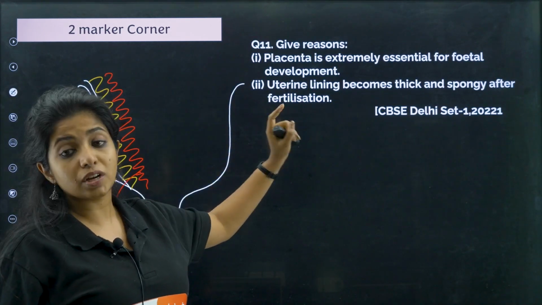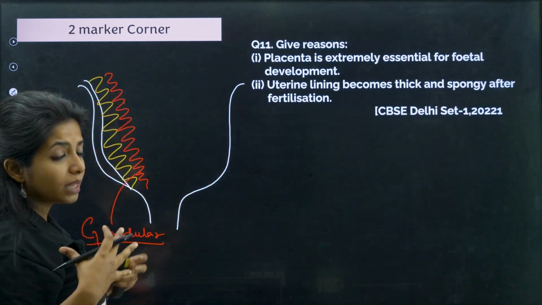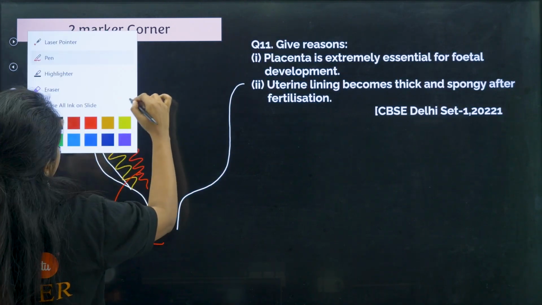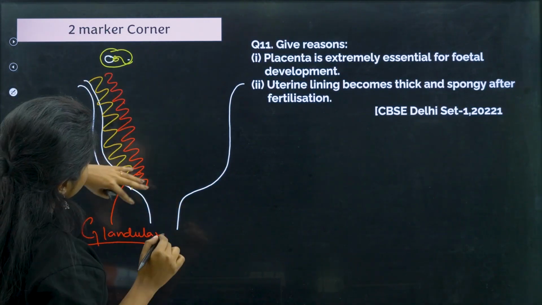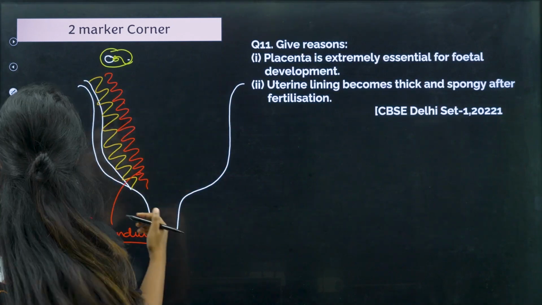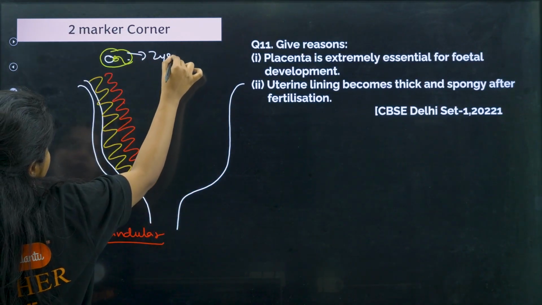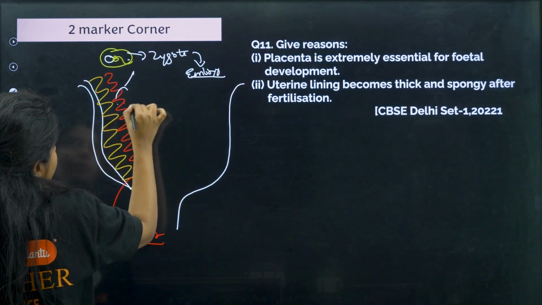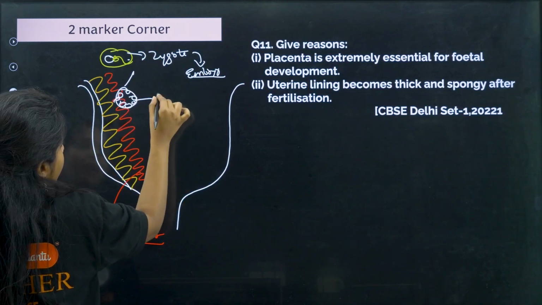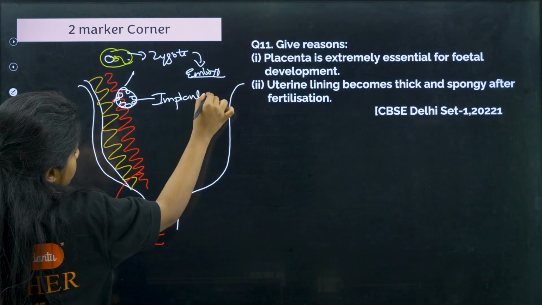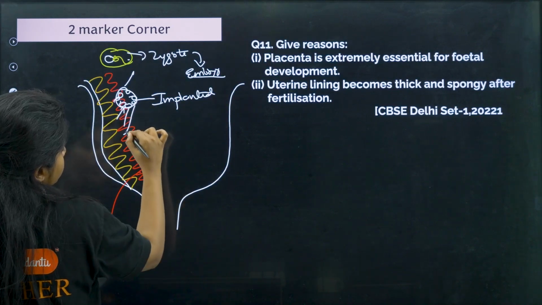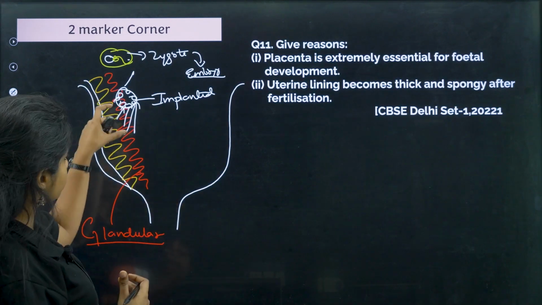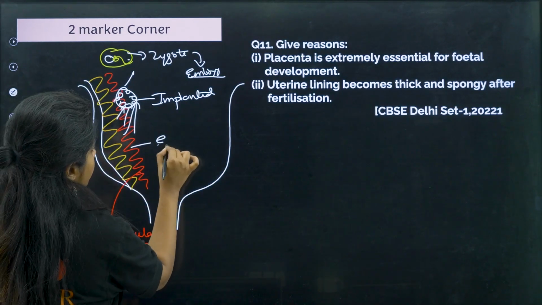Uterine lining becomes thick and spongy after fertilization. What do you mean by after fertilization? When the ovum and the sperm fuse, this particular layer becomes thick and spongy. Why? Because now, children, you are going to form what? Zygote. The zygote is going to form into an embryo. This embryo is going to embed and get implanted over here, and gets its nourishment from this layer during the initial time, and then the placenta is formed. So the initial source of nourishment is what? The endometrium, this particular layer.